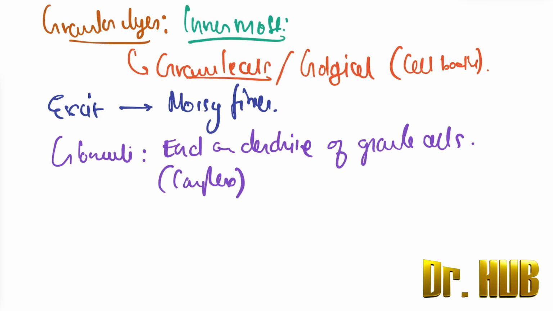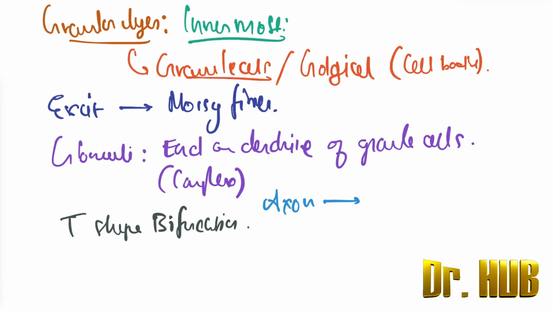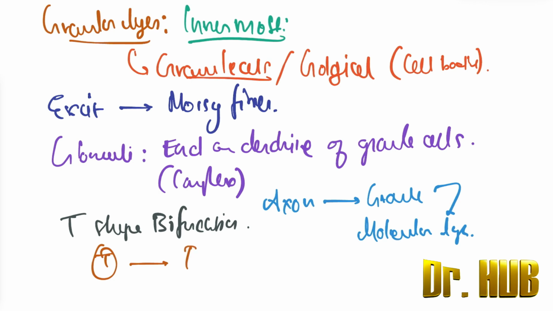The axons from the granule cells travel to the molecular layer and bifurcate in a T-shaped manner. These branches form the T and are called parallel fibers.